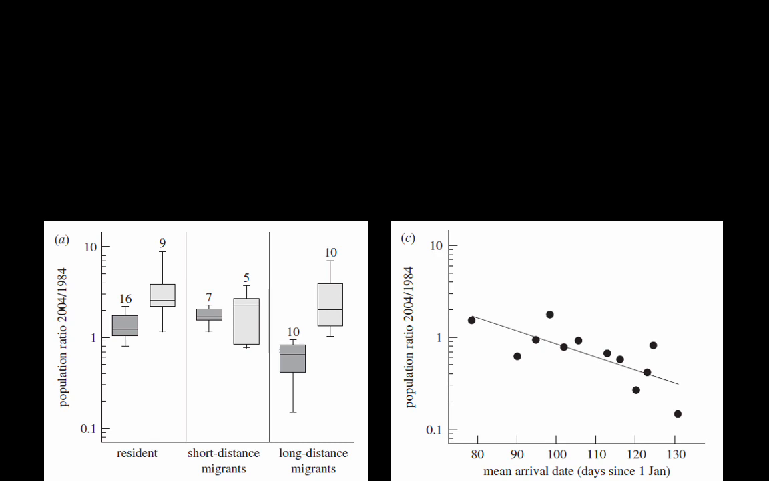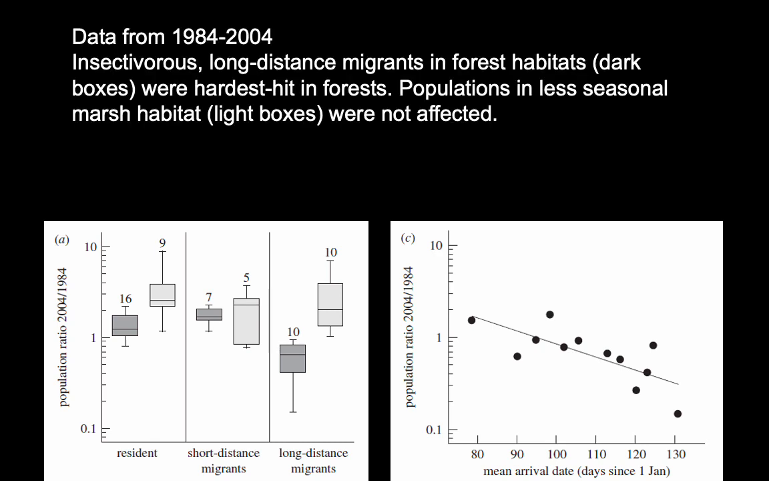So let's take a look here at 2 more graphs. This is data from 1984 to 2004, 20 years. And what we're looking at here are insectivore birds, 3 different kinds: residents, short distance migrants, which tend to be facultative migrants. So those are the species that are flexible and can pay attention to the climate conditions on the ground, so they can advance or delay their migration and their breeding depending on the weather.